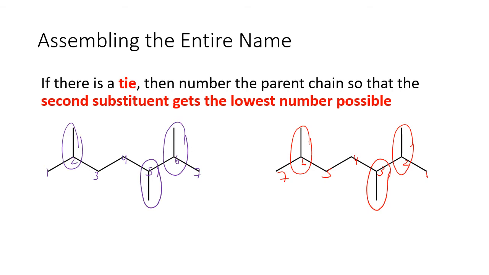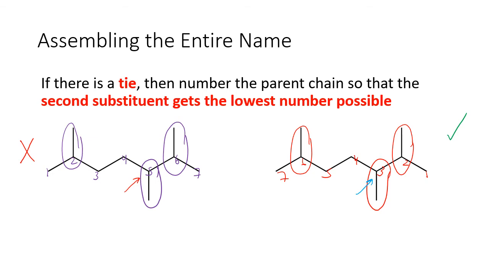So our numbering on the right would be our correct numbering because it gave our substituents the lowest number possible, versus our purple on the left would be incorrect. So on the right we have 2, 3, 6, versus on the left we have 2, 5, 6. So that second substituent was at 5 versus being at 3.